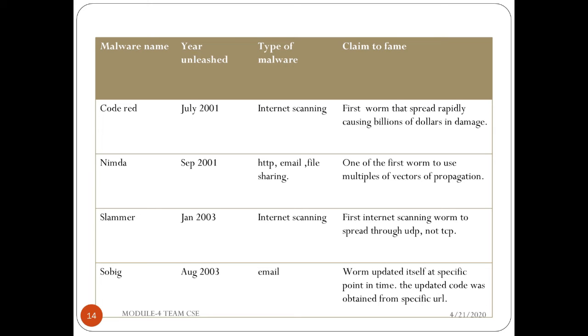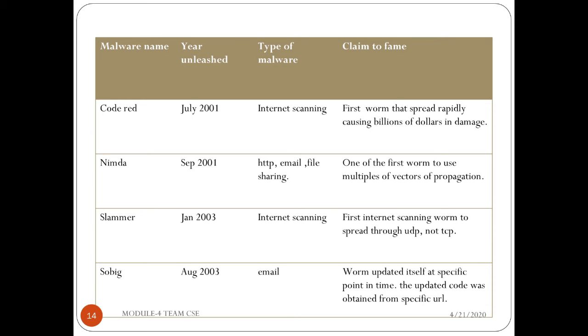Next one, Nimda. It came into existence in September 2001. The types of malware are HTTP, Hypertext Transfer Protocol, email, and file sharing. It is claimed to be one of the first to use multiple vectors of propagation. Next one is Slammer. It came into existence in January 2003. Internet scanning type. First internet scanning worm to spread through UDP, not TCP.